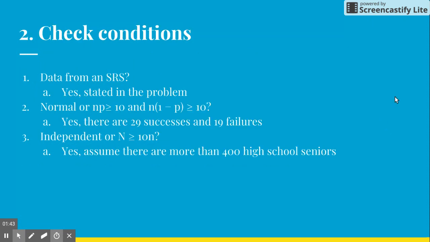Then you check your 3 conditions that must be met in order for the test to be valid. It asks that your data comes from an SRS, which is stated in the problem or not. In this case, it is. And then it asks for normality, or at least 10 successes and at least 10 failures, and that is met in the problem. And then it asks for independence, and in this case, you can assume that there are more than 400 high school seniors.